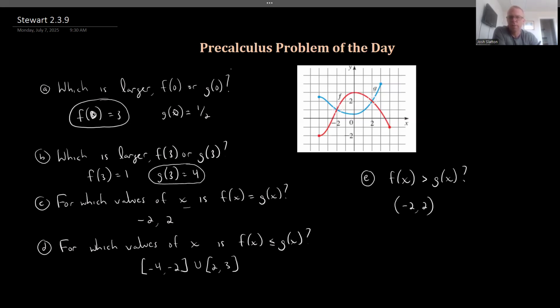So that's fairly basic stuff on graphs. Definitely things that you need to be comfortable doing. You need to be able to tell where a function is bigger or smaller than another function. And then as we go along, we'll get into more complex things.